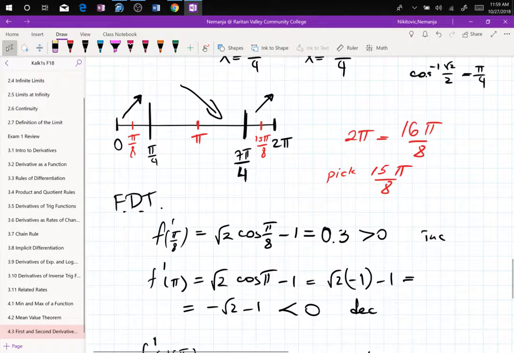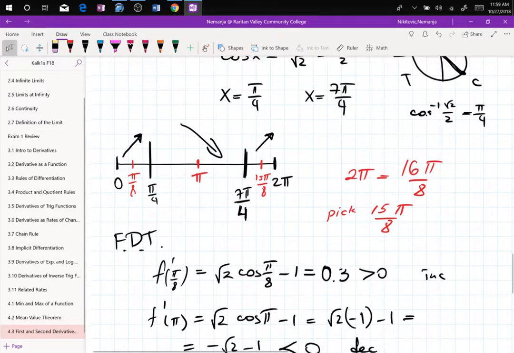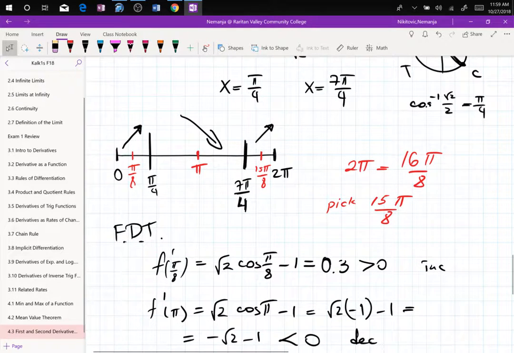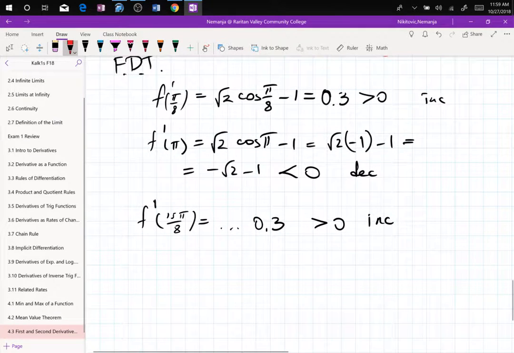So what do we get for free? We get a lot of stuff for free here. We know that there's a max at pi over 4 and a min at 7 pi over 4, and that's a big deal. Now you can go back to the original equation and calculate their y values if you want to. Answer.